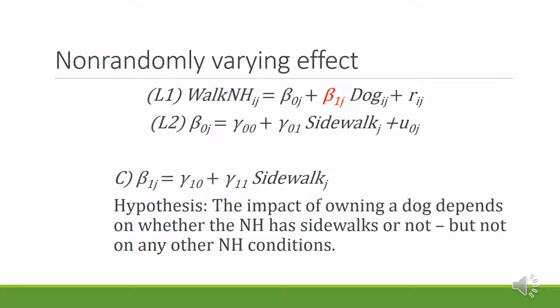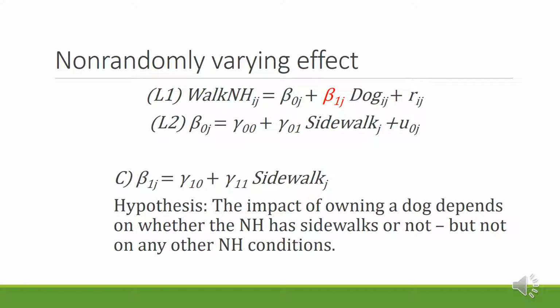So here's scenario number 3, and I've actually started to fudge a little bit with beta 0j as well. So now let's say we have this additional question of whether sidewalks in the neighborhood, presence or absence, has an impact on walking in the neighborhood, and specifically whether it influences whether people walk their dogs.